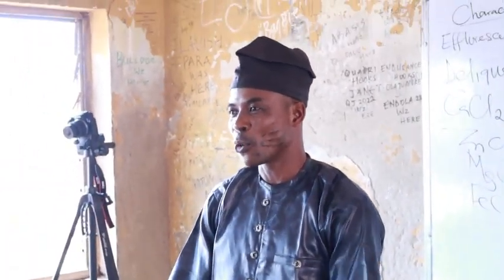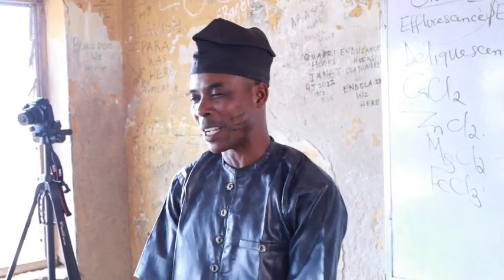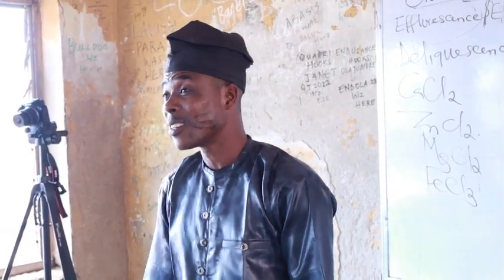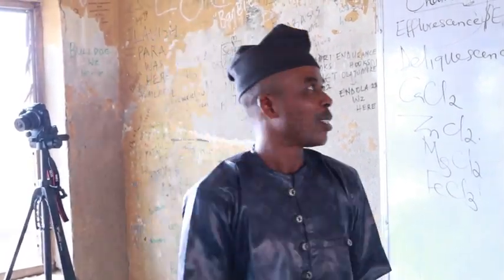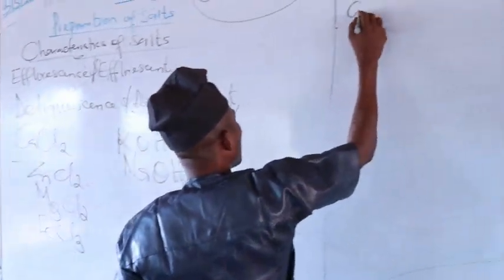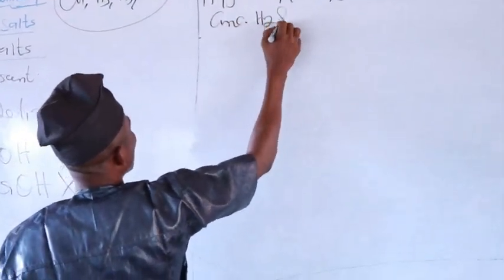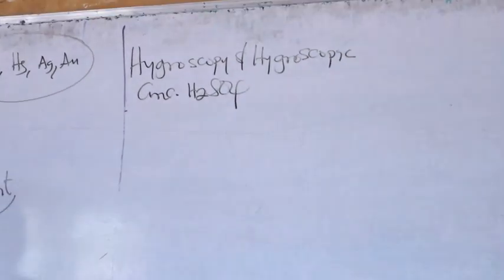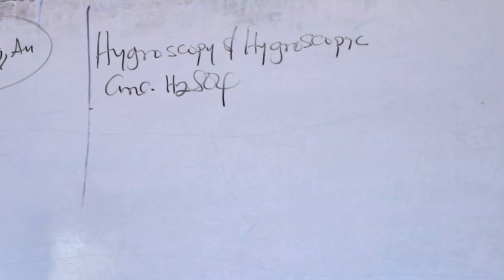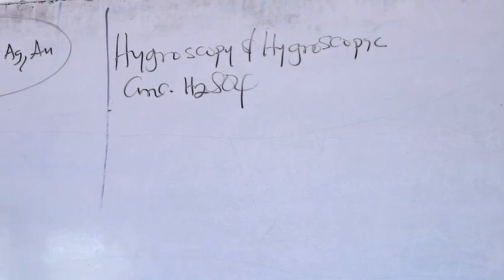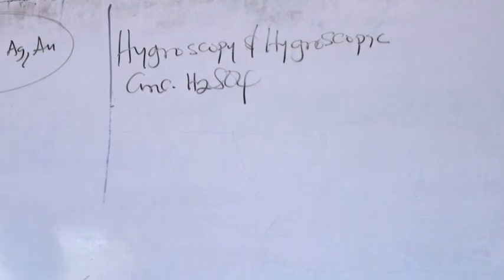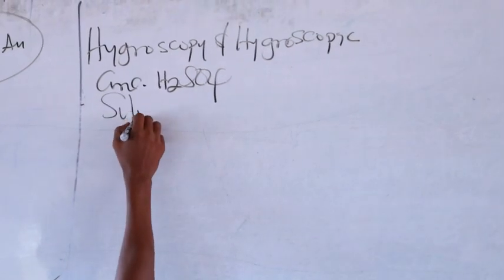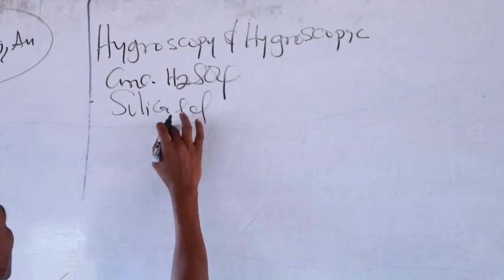Now, what are the examples of hygroscopic substances? Yes? H2SO4. So we have an example of concentrated H2SO4. Yes? Silica gel. Yes, let's give an example of silica gel.